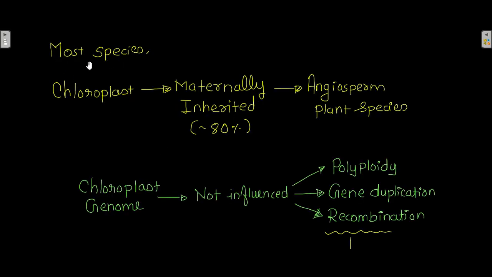Now in most species, chloroplast is maternally inherited, that is 80% of the time in angiosperm plant species.